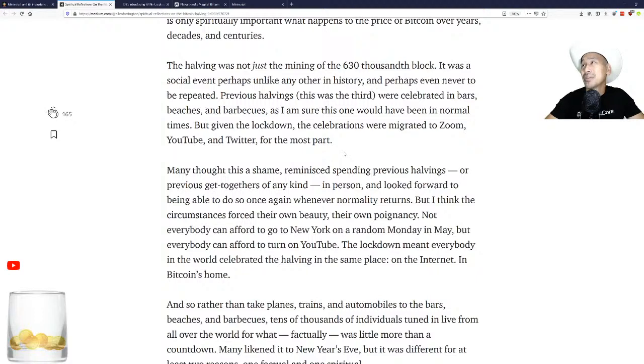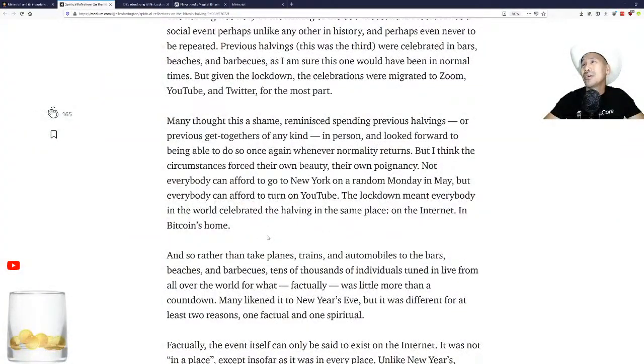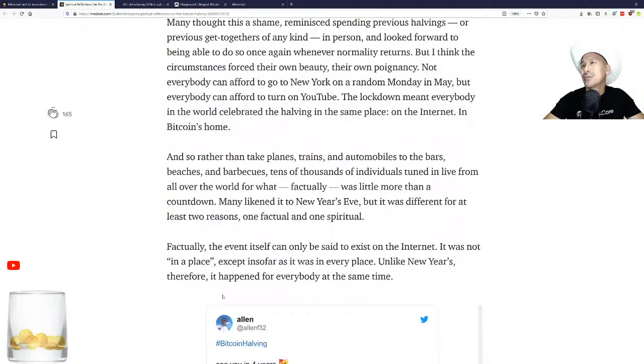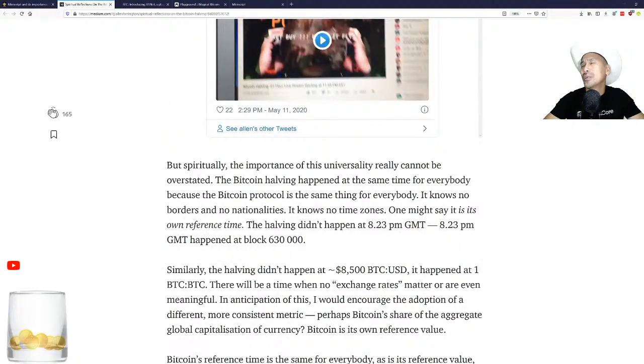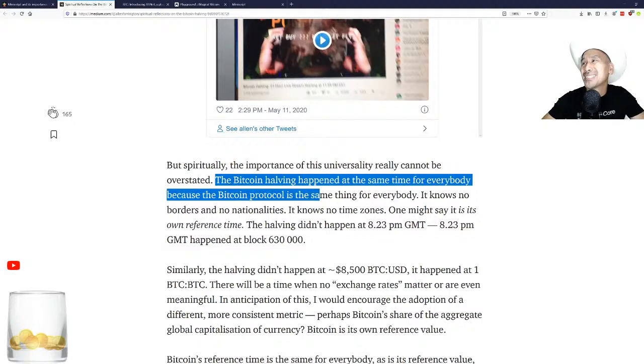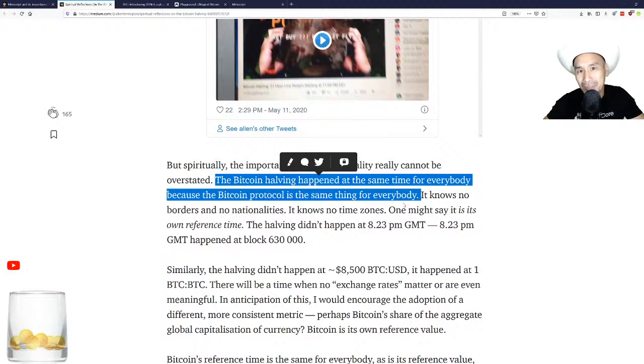Previous halvings were celebrated in bars, beaches, and barbecues, but given the lockdown, the celebrations were migrated. Many thought this a shame, but spiritually, the importance of the universality really cannot be overstated. The Bitcoin halving happened at the same time for everybody because the Bitcoin protocol is the same for everybody. In other words, it's a constant in the midst of this uncertainty, and that's in itself very interesting.